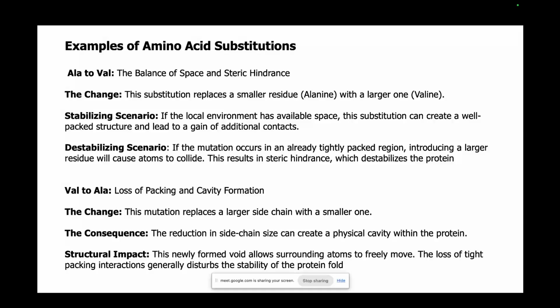Similarly, the concept is vice versa for the opposite, which is valine to alanine, where you are taking out a bigger residue and putting a smaller residue there. What can happen is this can cause cavities inside the protein 3D structure, and it can allow certain movements within the fold, and this loss of tight packing interactions will generally disturb the stability of the fold.